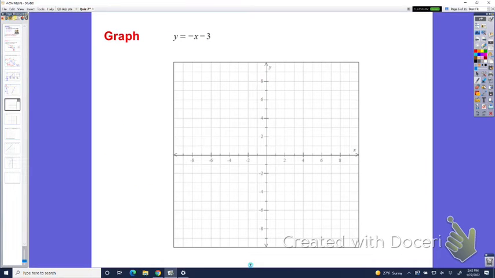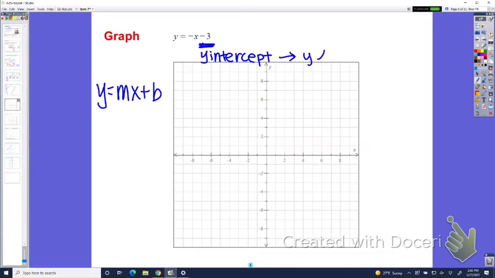Second example here is in the form y equals mx plus b. Now we have a number at the end. This is the y-intercept, which goes on the y-axis. So I'm going to go down to -3, put a dot on the y-axis. Then the slope is a -1. That is the number in front of x, and you can put a 1 underneath.